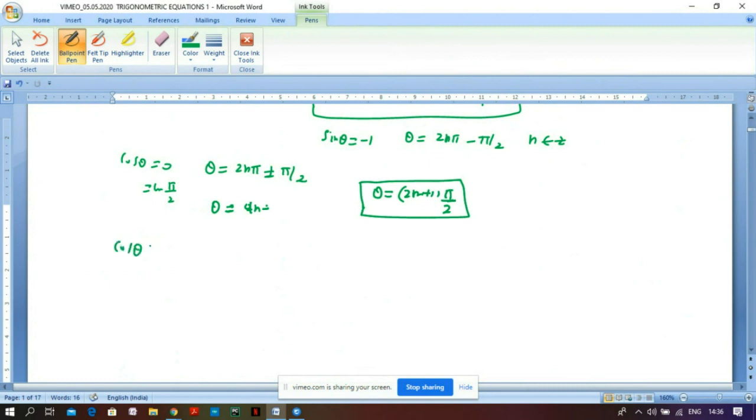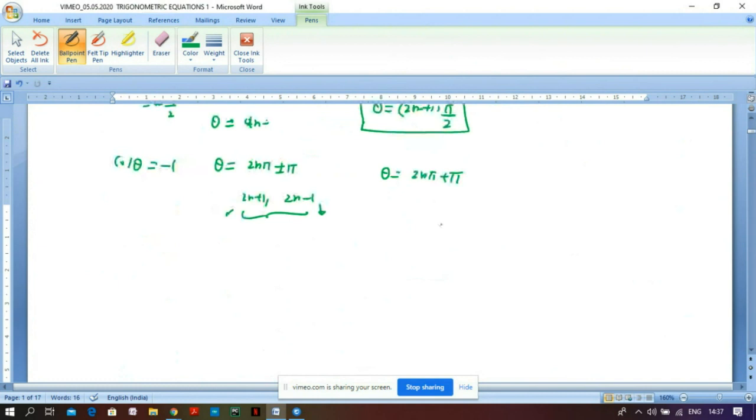Similarly, if cos theta equals negative 1, then the formula tells you theta is 2n pi plus or minus pi. But 2n plus 1 and 2n minus 1 pi, they are both odd only. No such difference. Both cover all odd numbers, and so I can just take theta is 2n pi plus pi without losing any solution. So this we will always be using in such special cases. So let's see how we can use them to solve some problems.